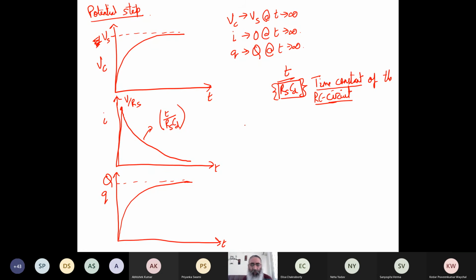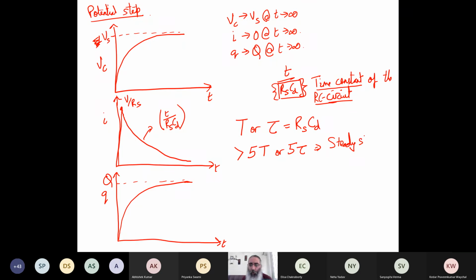So what we say by convention is that this time constant, most of the books use the symbol tau for representing the time constant, which is nothing but Rs into Cd. So 5 times the time constant, or 5 times tau, is the limit: when the time you are looking at is larger than 5 times the time constant of the circuit, then you are in steady state.